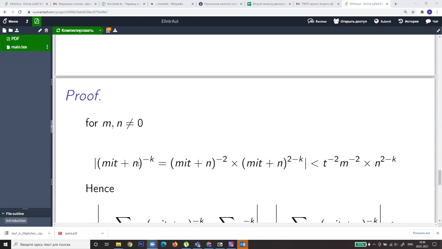First is power minus 2, and second, the rest power. So the first factor I can estimate by t in power minus 2, m in power minus 2. Do you agree?